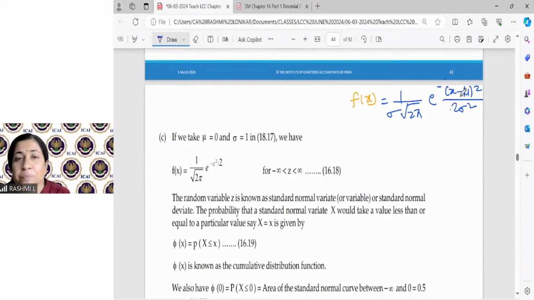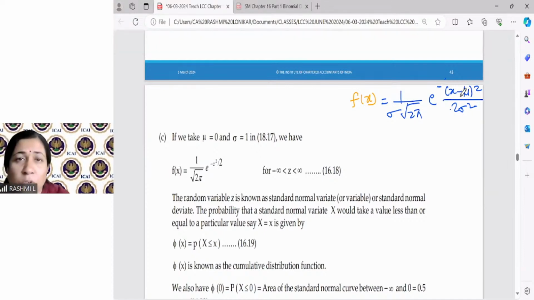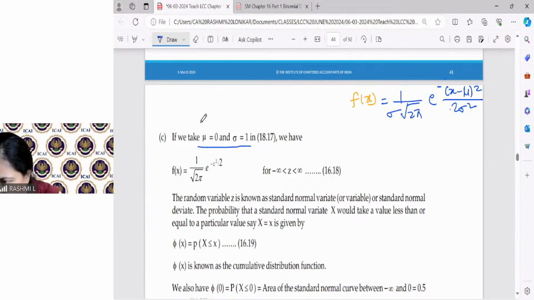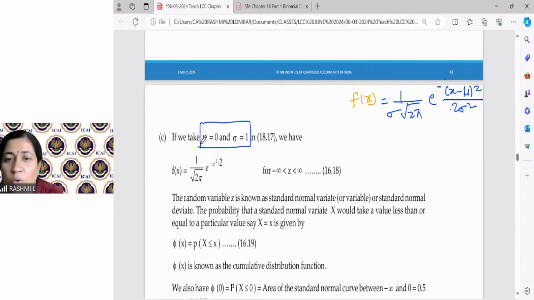Okay. Now what happens is, what am I going to do? I'm going to take mean as 0, and I'm going to take mu as 0, and I'm going to take sigma, that is the standard deviation, as equal to 1. Okay. So I'm going to take mu as 0, mean as 0, and standard deviation equal to 1. So what will I now get? This is known as standard normal variate. Okay.